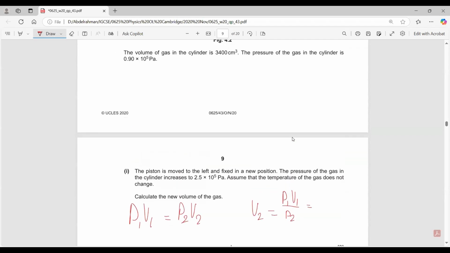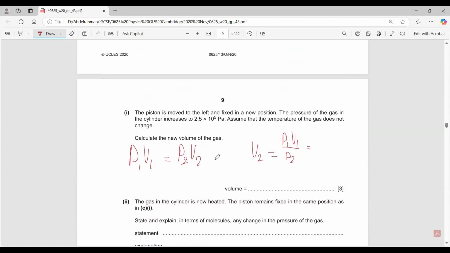Pressure 1 was 0.9 times 10 to the power of 5, and the volume was 3,400, over 2.5 times 10 to the power of 5. So basically what happens to the volume, yes, volume will be around 1,200 centimeters cubed. You do not need to convert the volume.